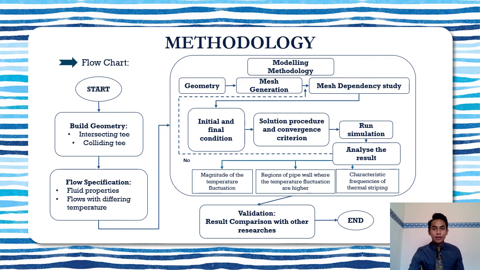After that, we ran the simulation and analyze the results by checking the magnitude of the temperature fluctuation, regions of pipe wall where the temperature fluctuations are higher, and characteristic frequencies of thermal striping. So if the result cannot be accepted, we will go back to the mesh dependency study phase and start all over again. But if the result is accepted, we will validate our result by making comparison with other researchers' findings.